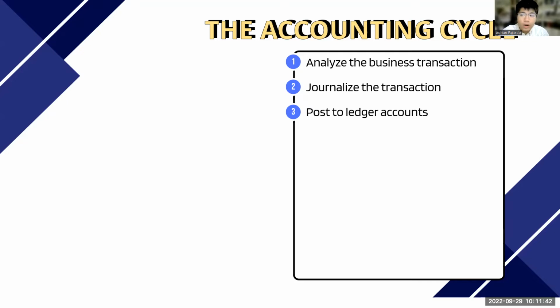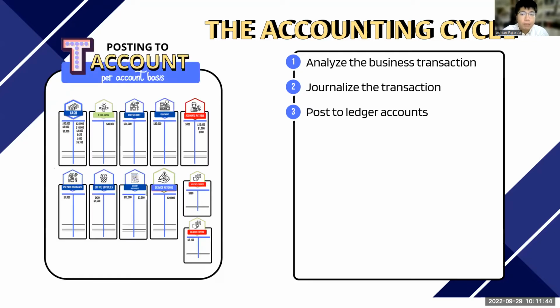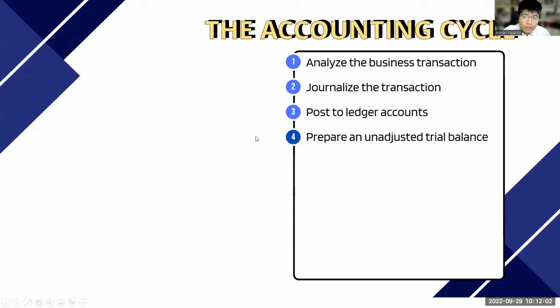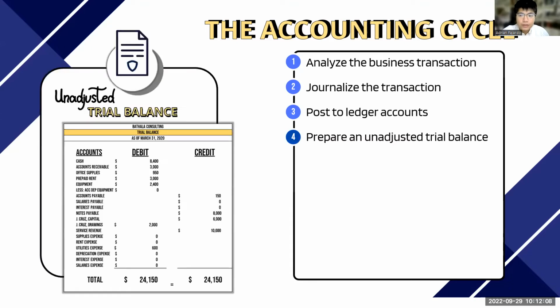And then once we're done creating our journal entry, the third step would be to summarize them. So we post to our ledger account. So if that was a per transaction basis, using our T accounts or even our more formal ledger accounts, we summarize them on a per account basis. So basically from the journal entries, we plug it into our T accounts, right? So that's step 3. Step 4 is that we prepare our unadjusted trial balance using our T accounts.